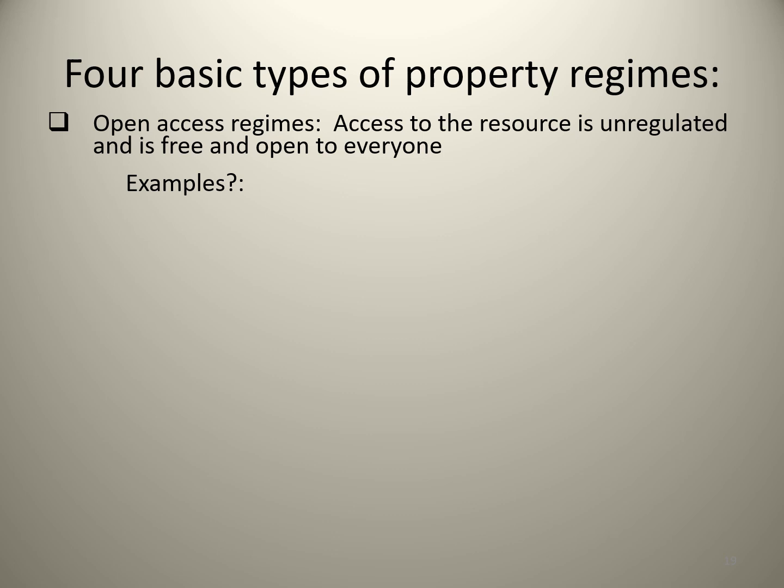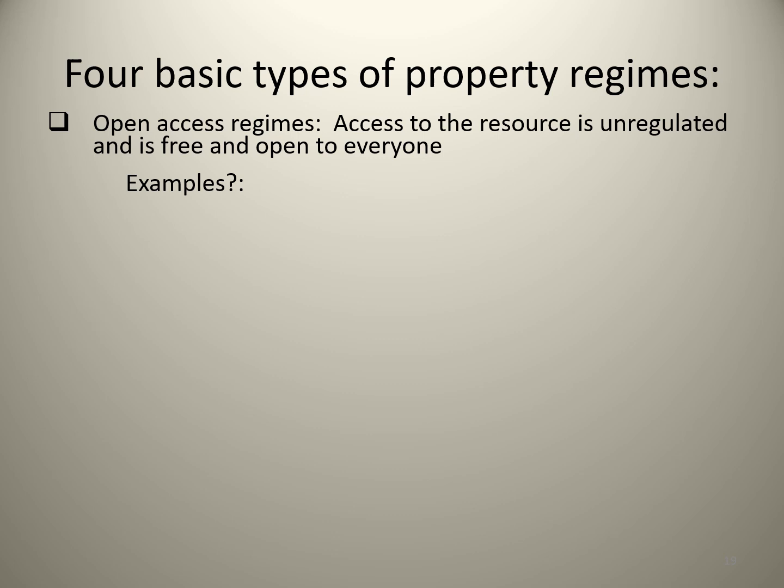So, four basic types of property regimes. The first is open access regimes. This is when access to the resource is unregulated and it's free and open to everyone. Good examples of this are really large tracts of grassland that even if you want to manage and technically have the right to, it's almost impossible to do so, right? Because it's too big, you can't really tell when it's being used. Or other examples, oceans, right? The ocean, deep sea fisheries.